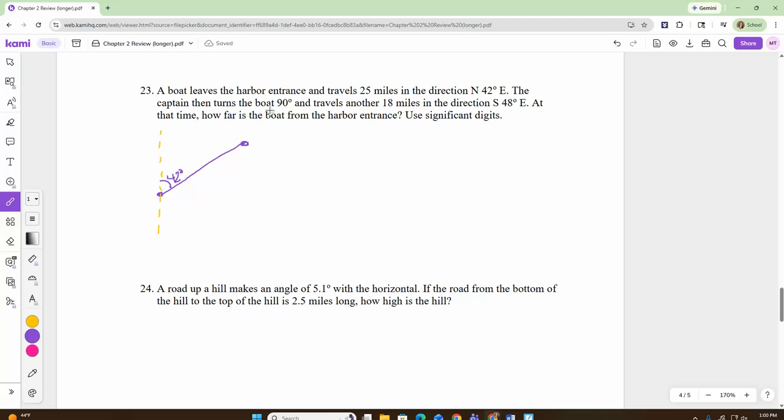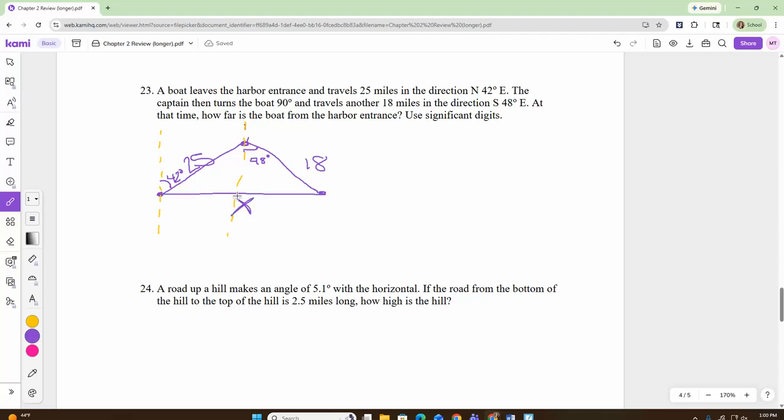The captain then turns the boat 90 degrees and travels another 18 miles in the direction south 48 degrees east. Okay, so I'm giving you another bearing. You can do another north-south line because we're right here and we're measuring the bearing. And this time we're ending up southeast. We do that for 18 miles. So this angle right here is 48 degrees. We want to know how far he is from the boat or from the harbor entrance. So we are looking for this side.